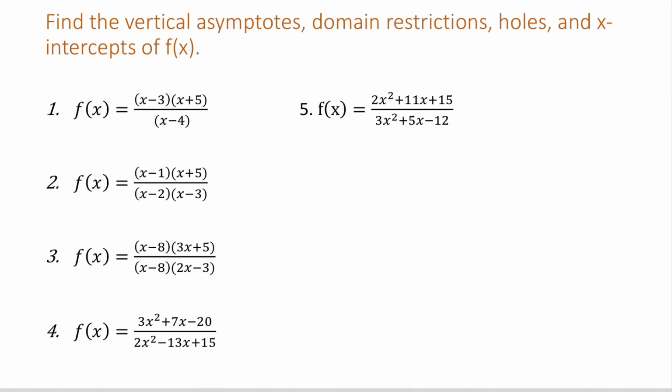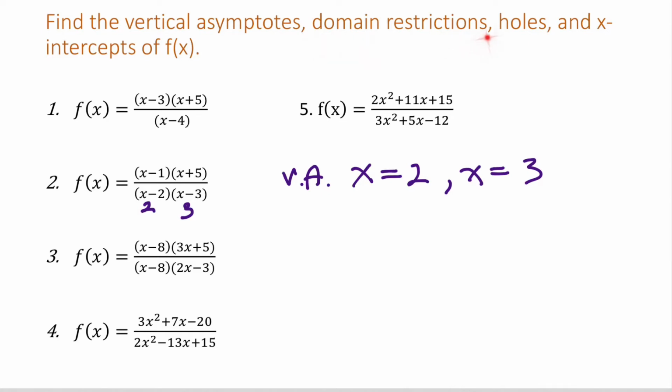Let's look at number 2. So for the vertical asymptotes, I look at the denominator, and I find the x values that cause either of these two factors to go to 0. So 2 for this factor and 3 for this factor. So my vertical asymptotes are the equations x is equal to 2 and x is equal to 3. So there's 2 vertical asymptotes.